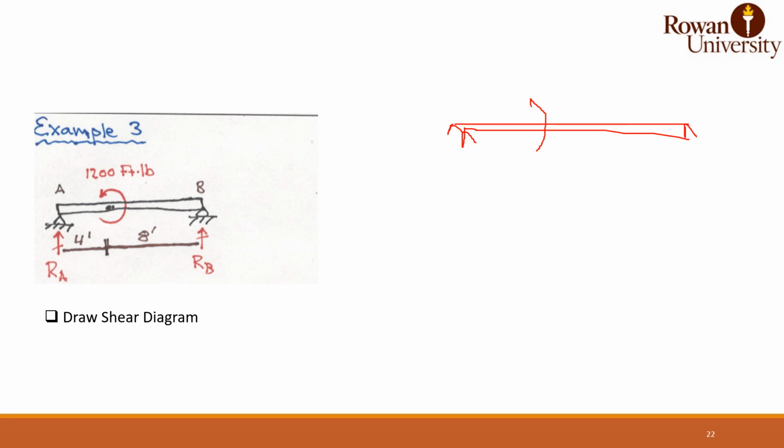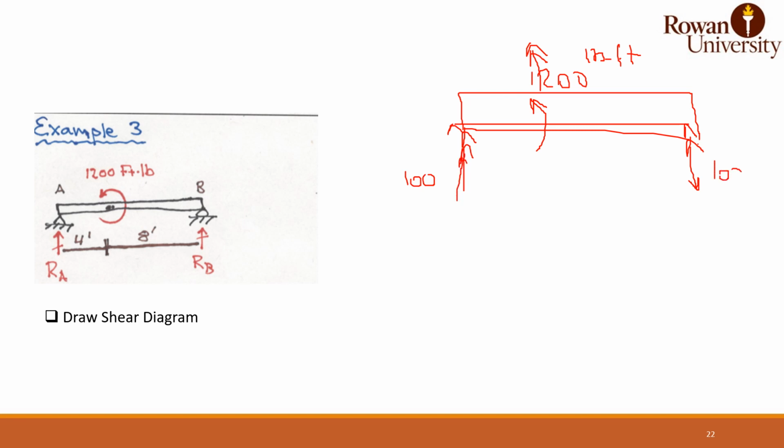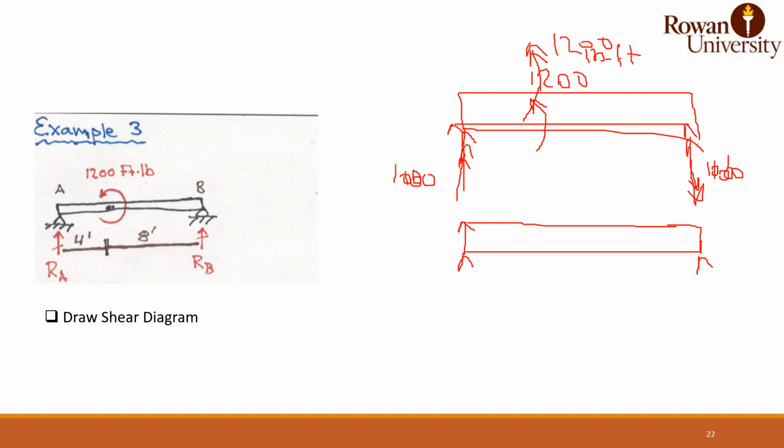So let's draw it again with our reactions to get the shear diagram. So we have the load as a moment of 1200 pounds per foot. We got RA as 100 going upward. We have RB is 100 but it's downward. For the shear diagram, it's very simple. You go from A up, there is no load, so you keep going constantly and you drop down after you meet 100. So this value will be 100 and your shear is positive, and this is your shear diagram.